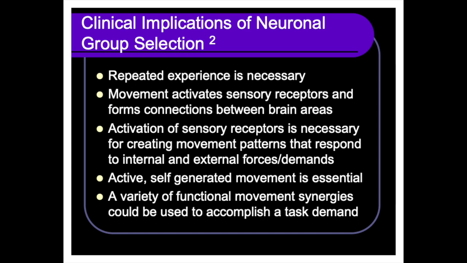The third idea that it brings up is that a variety of functional movement synergies are needed or could be used to accomplish a task demand. So once we have these interconnections formed, we can maybe pull together a few of these synergistic or highly connected neurons to complete and be successful at some functional activities.